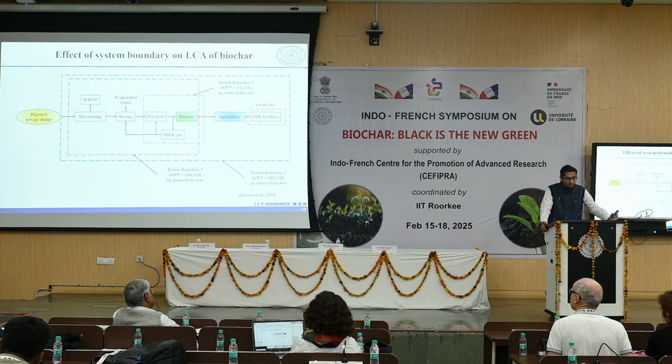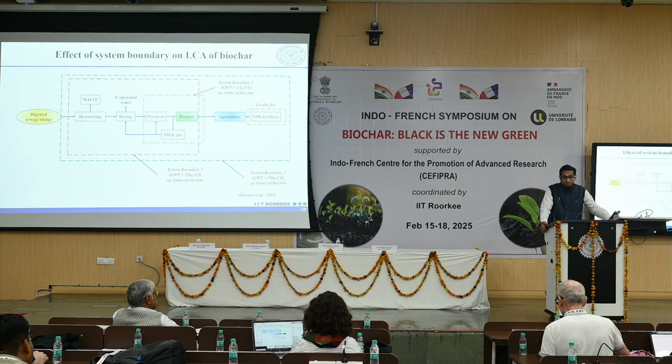If I'm just considering till the production of biochar, I'm starting from the dewatering of the sludge till the biochar production, which is given in the box marked in purple. There is a certain amount of CO2 emission coming from this process, maybe 25 kgs of CO2 per ton of biochar that is produced. I can have even a simpler system boundary wherein I am not concerned about this sludge dewatering or drying. I am just concerned about the pyrolysis. The dried sludge is available to me and I am producing biochar. That's system boundary 1, given in the blue color, with even lesser CO2 footprint.